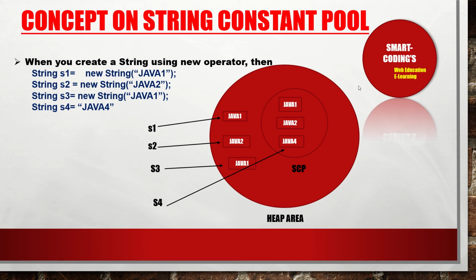So heap memory is this memory area. Under this there is a separate block where all the strings are stored. That is known as SCP memory area, or SLP, string literal pool. I hope this part is clear, dear students. Now let us move on to the next topic.